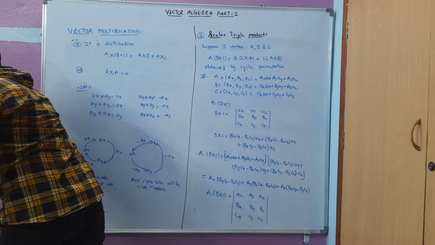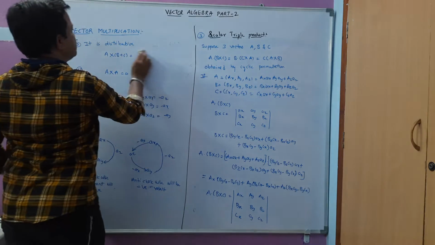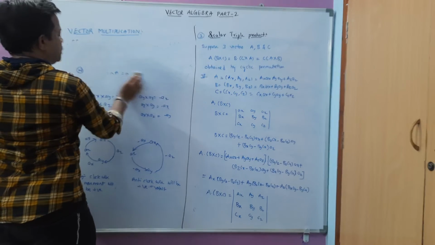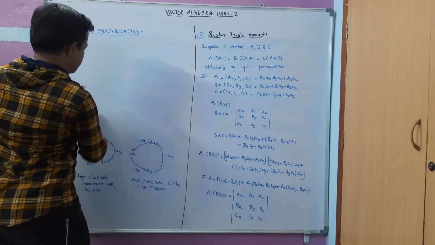Next we will go for the vector triple product. So this is about the scalar triple product. I think it is very easy to do and to understand also.